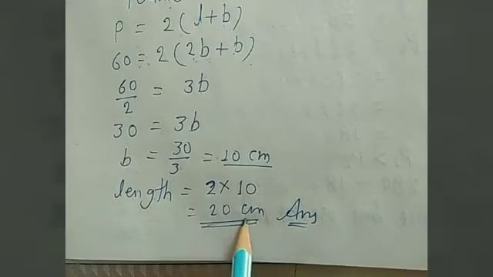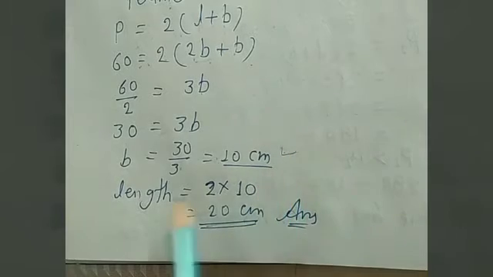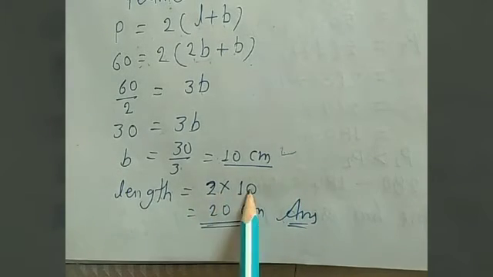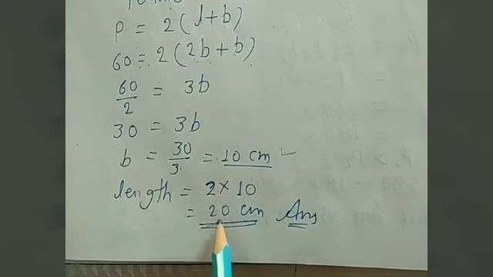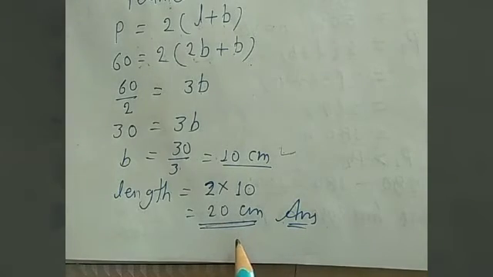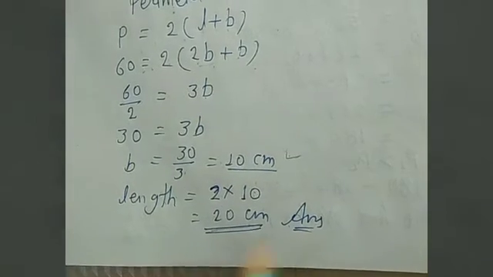The breadth is 10, but the length is just double the breadth, so 2 into 10 equals 20 centimeter. Double means multiply by 2. So 20 centimeter is the length in this question.